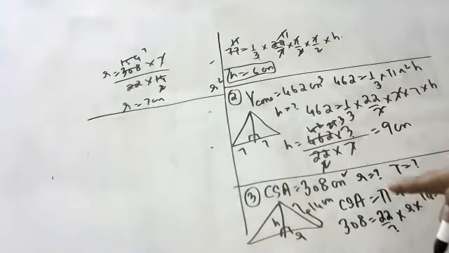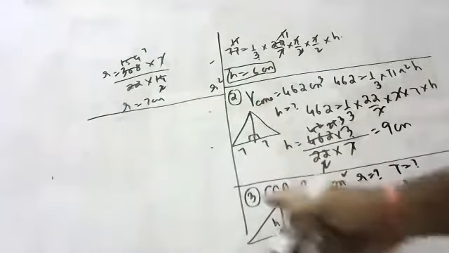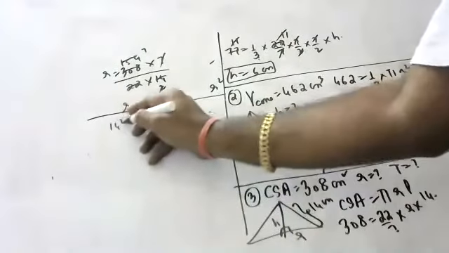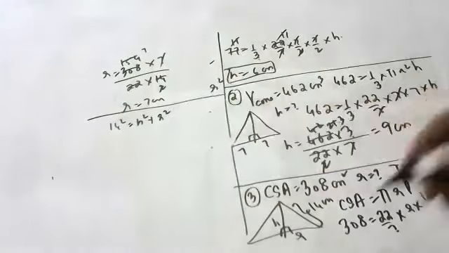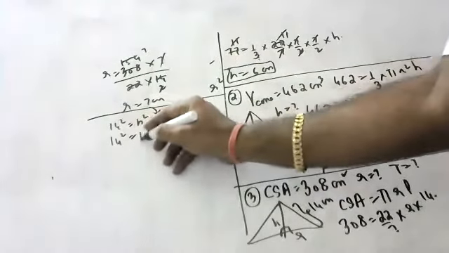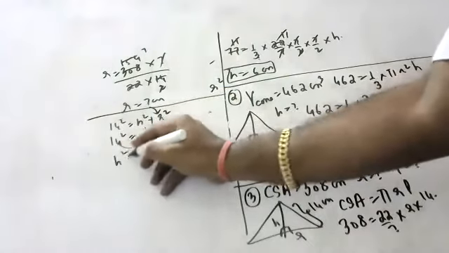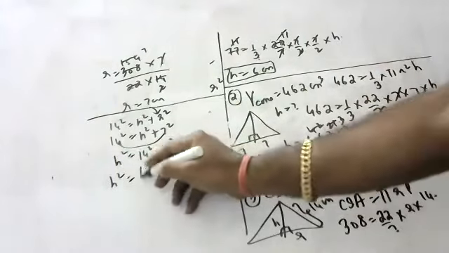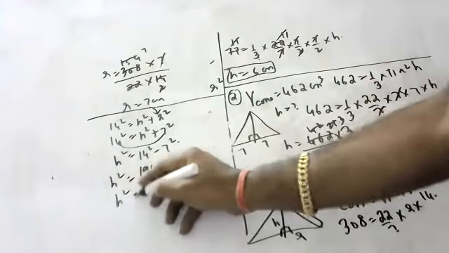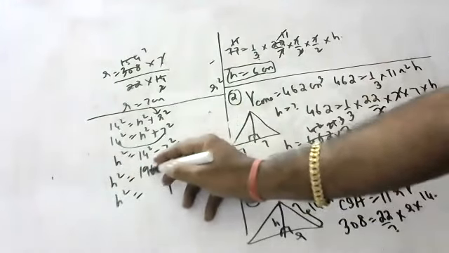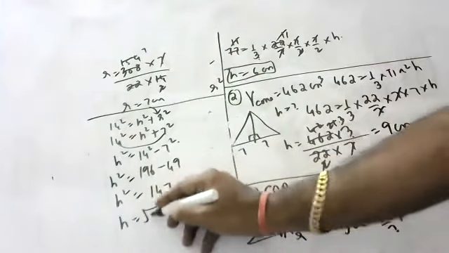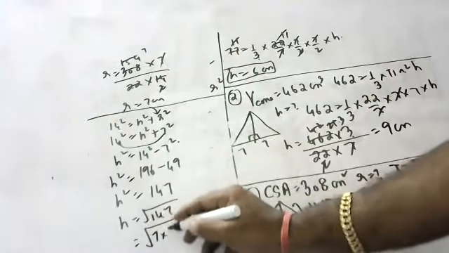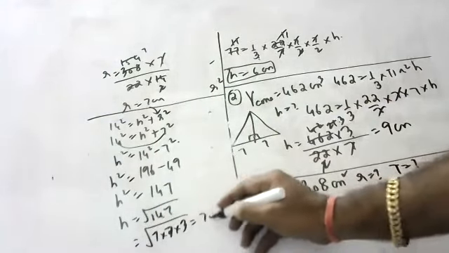Once you know the radius, we need to find the height. How to find out the height? L square is equal to r square plus h square, the Pythagoras theorem. 14 square is equal to 7 square plus h square. So h square is equal to 14 square minus 7 square, which is 196 minus 49. H square is equal to 147. H is equal to root of 147. We can write it as 7 into 7 into 3. So h is 7 root 3.